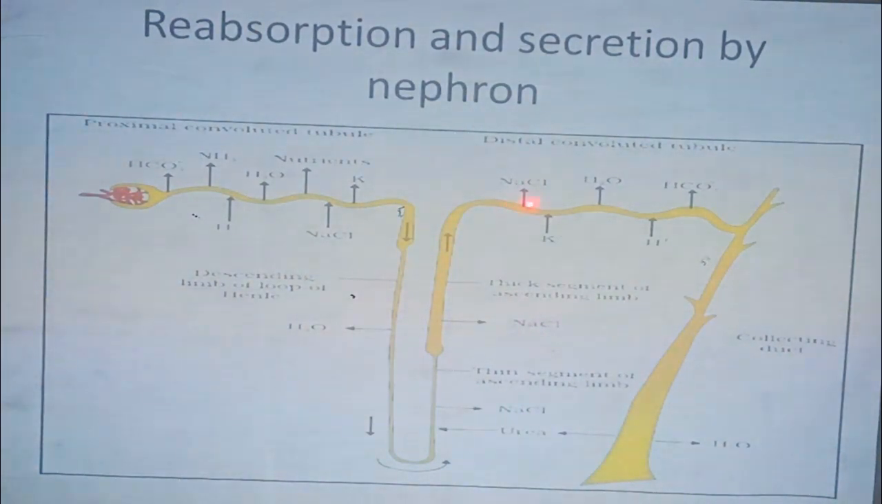Here, in this condition, NaCl and H2O movement all depend upon the concentration of ADH. So here we will see that the different components of the filtrate will leave that particular part of the nephron and go into the blood.